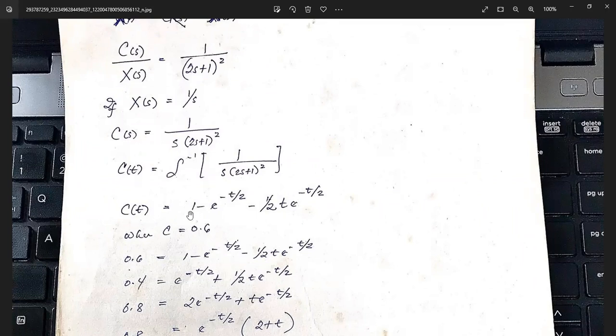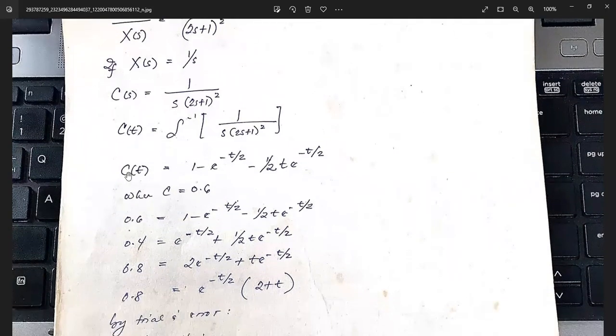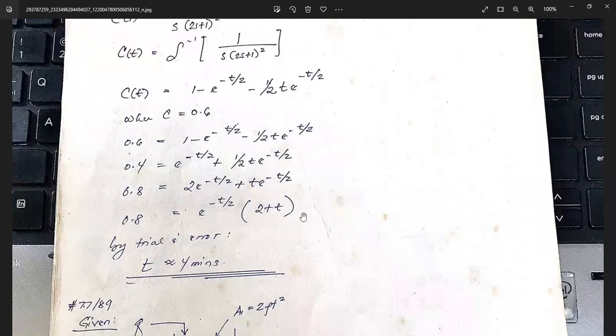Your C of t in this case is this one. The detailed inversion process is not shown anymore. So this is your C of t. How long will it take for this C to reach 0.6? So you have 0.6 is equal to 1 minus this. So you have this as your final equation, and you cannot explicitly solve for t in this case. So it's a trial and error thing. If you do trial and error, at a time of more or less 4 minutes, the value of C in tank 2 will be 0.6.